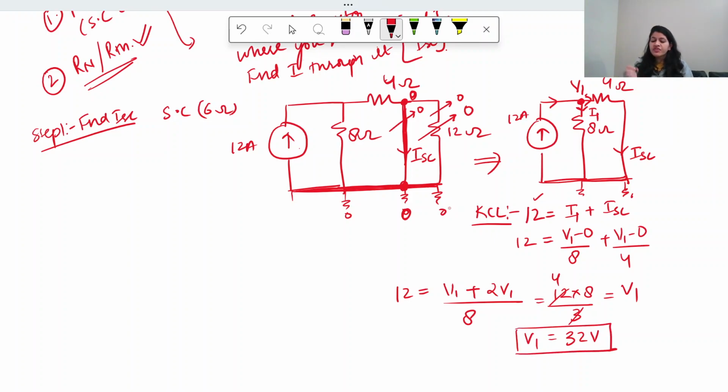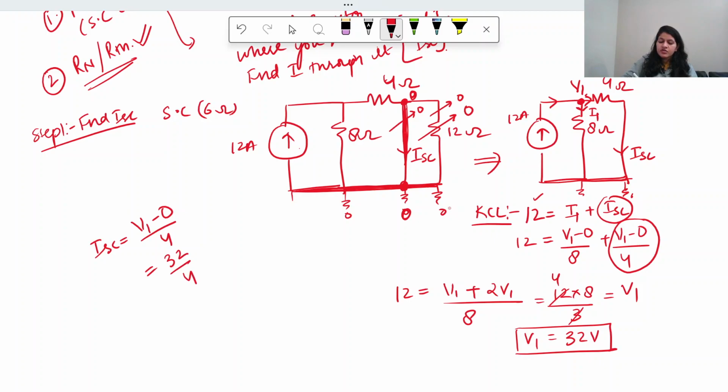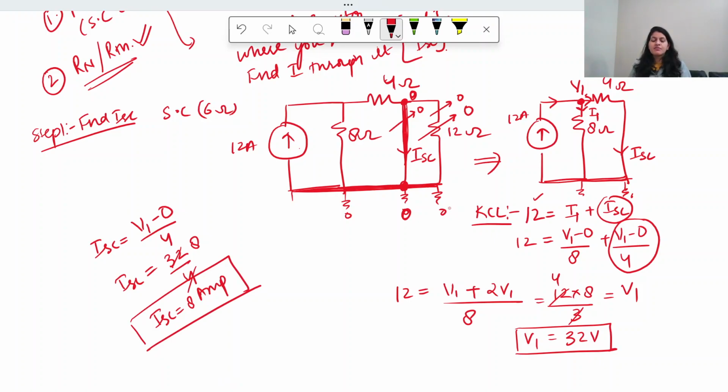And what do you need to find? You need to find the value of this current ISC. So from here, this ISC is this. From here you can find ISC is equal to (V1 minus 0) by 4. That is 32 by 4. And that way we get ISC current as 8 ampere, right? So the value of ISC is 8 ampere. So we have found this ISC thing.